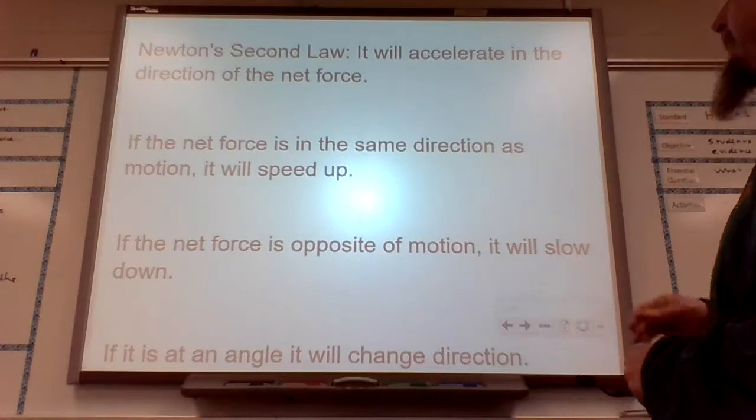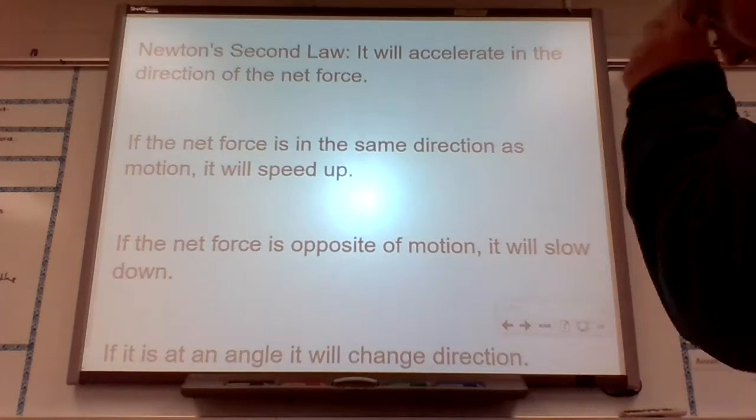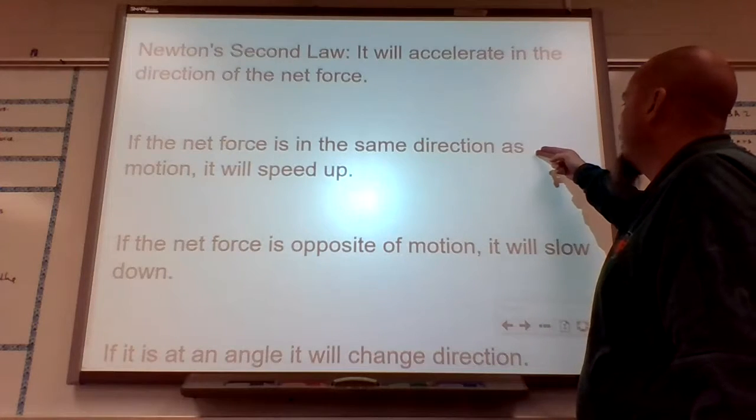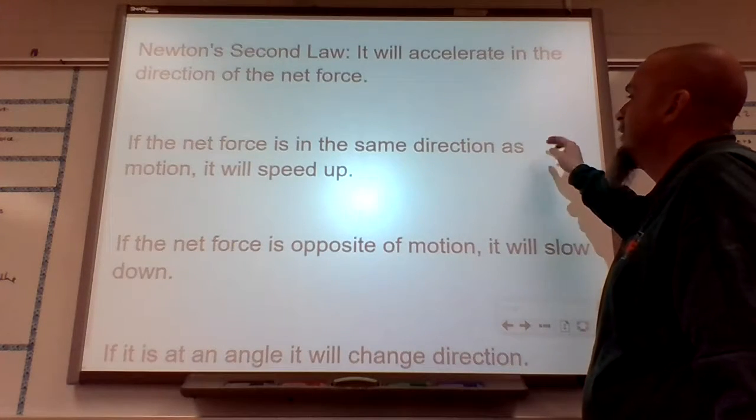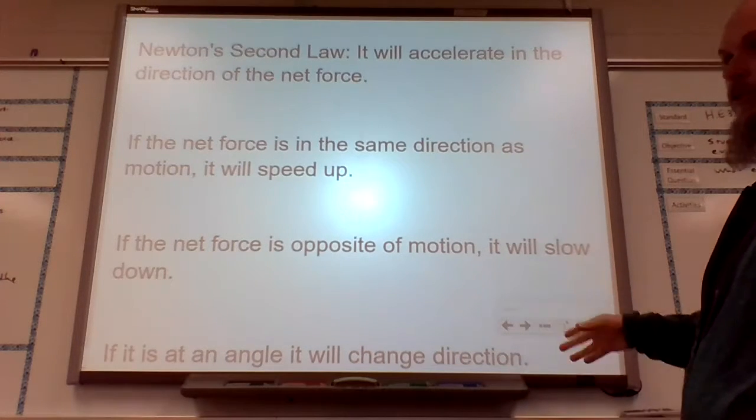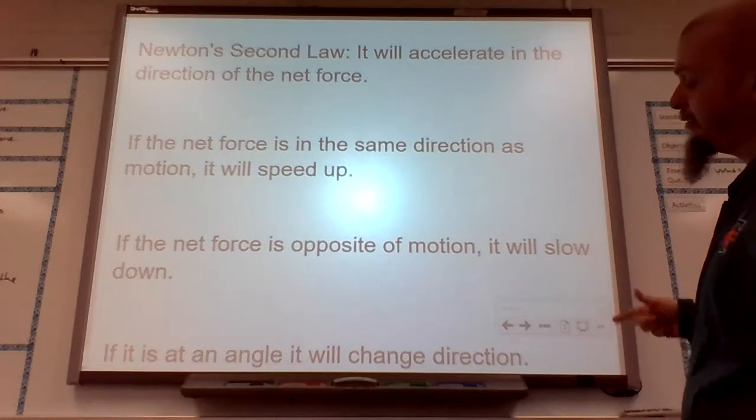Now, that part is all about comparing the direction of the net force to the direction of motion. If the net force is in the same direction as motion, the object will speed up. If the net force is in the opposite direction of motion, the object will slow down. If the object is moving to the right, the net force is to the right, it will speed up. If the net force is in the opposite direction of motion, it will slow down. So if the net force is to the right, but the motion is to the left, it will slow down.